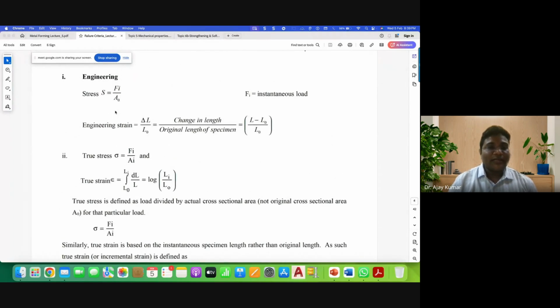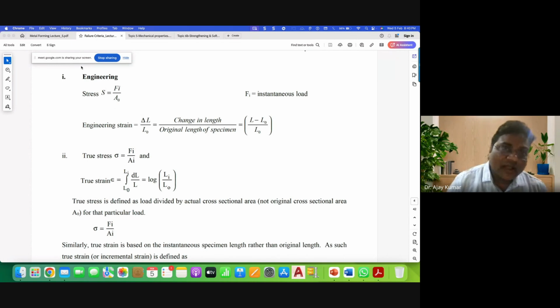Now let us go to more detailing in the testing. When you do mechanical testing, let us say you have a metallic sample, there are two things you need to understand. One is that you have to calculate the engineering stress-strain and the true stress-strain.